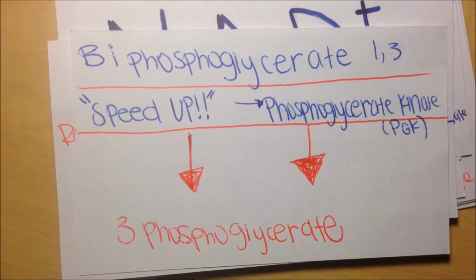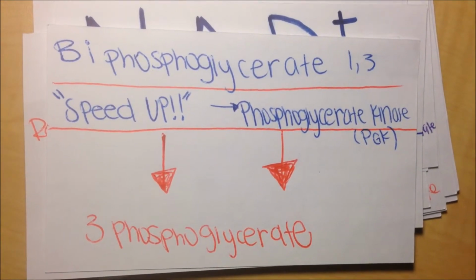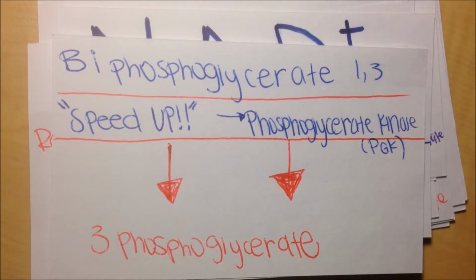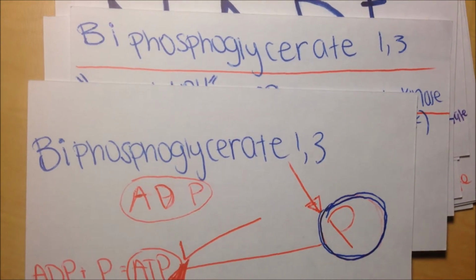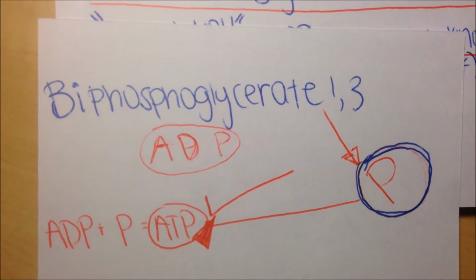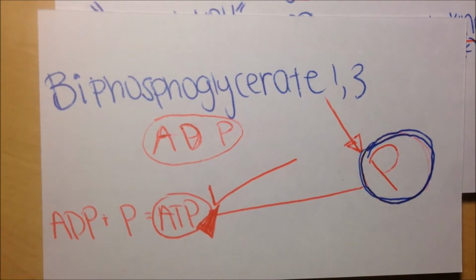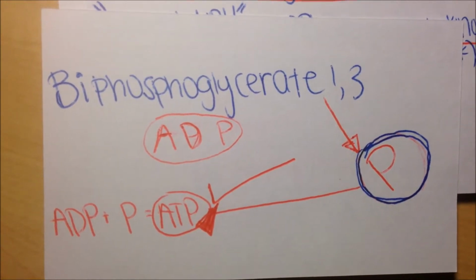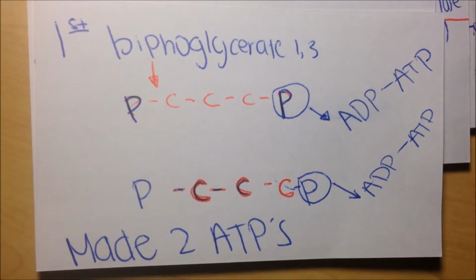Next, bisphosphoglycerate 1,3 is catalyzed by phosphoglycerate kinase and transformed into 3-phosphoglycerate. A phosphate is removed from the bisphosphoglycerate 1,3 in the process and is given to ADP to make ATP. Let's take a look at how many ATPs we use in this process. Our 2 bisphosphoglycerate 1,3s made 2 ATPs.